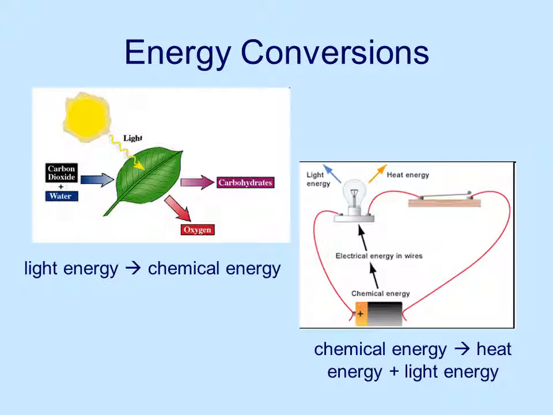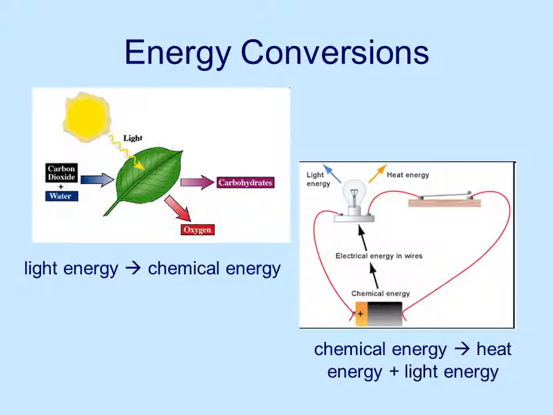Energy conversions, we've got a variety of them. Light energy, for example, can be converted to chemical energy in the process of photosynthesis. Light strikes a leaf. The leaf uses carbon dioxide and water to make carbohydrates and oxygen. The carbohydrates are stored in the leaf as chemical energy for the plant to use.